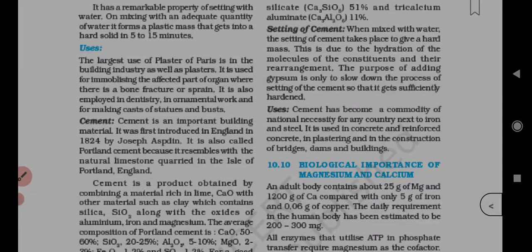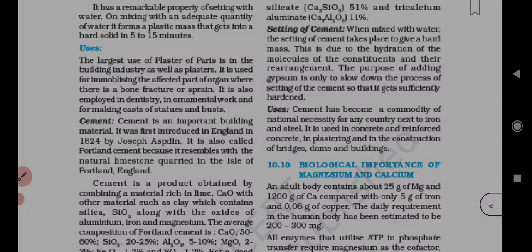So it is mainly formed from calcium oxide. That is also called quicklime. The quicklime is calcium oxide. So quicklime से बना है ये. Okay. Another thing is जो अपना cement है, it contains CaO, quicklime, lime, clay, and silica. Silica is SiO2 along with the oxides of aluminium, iron, and magnesium.